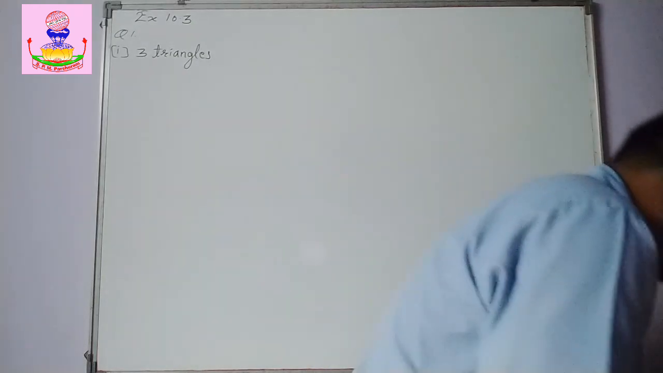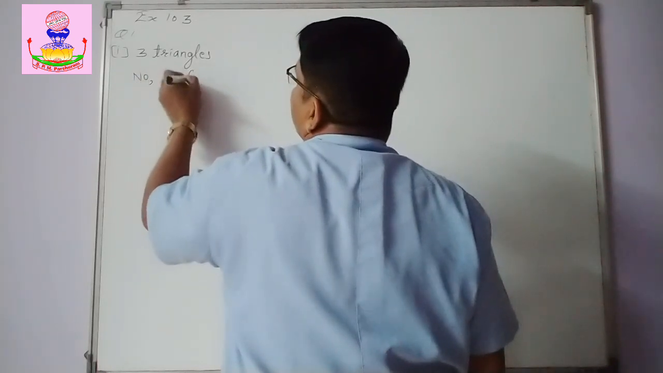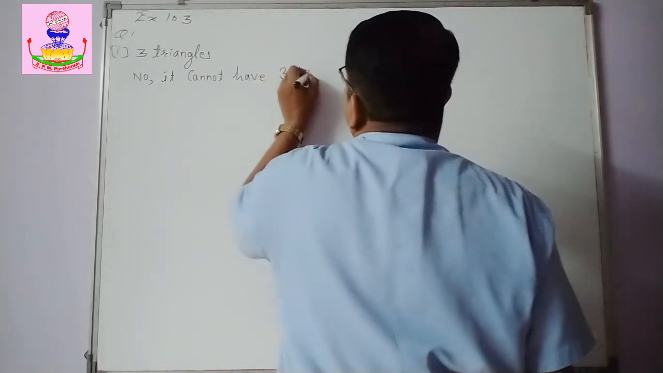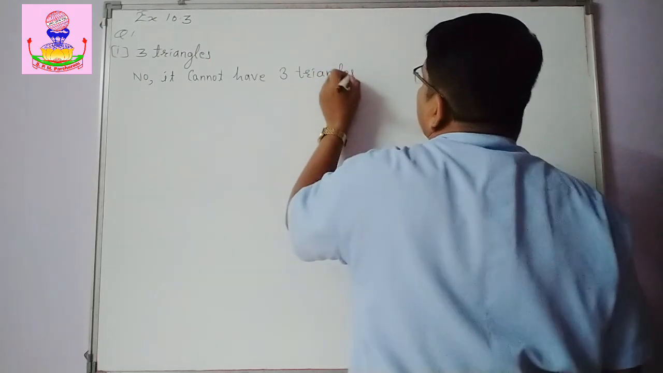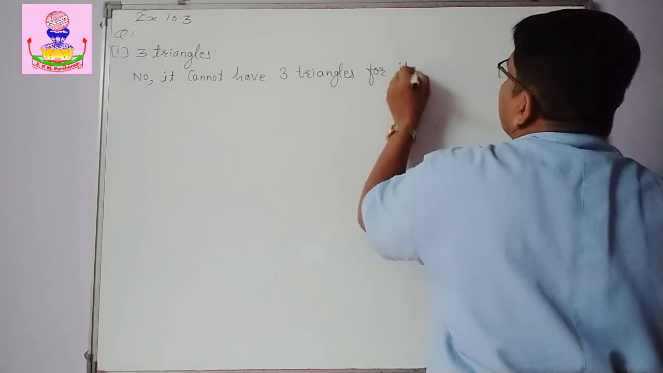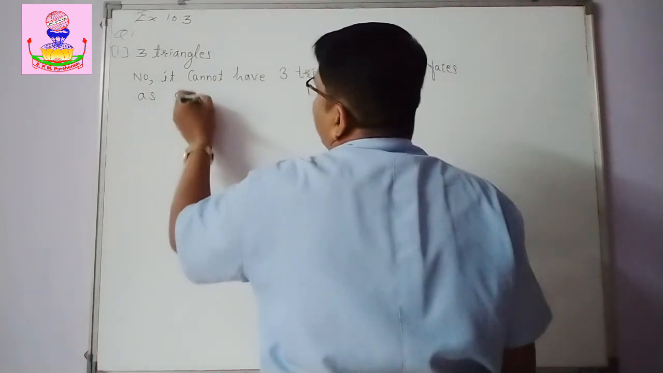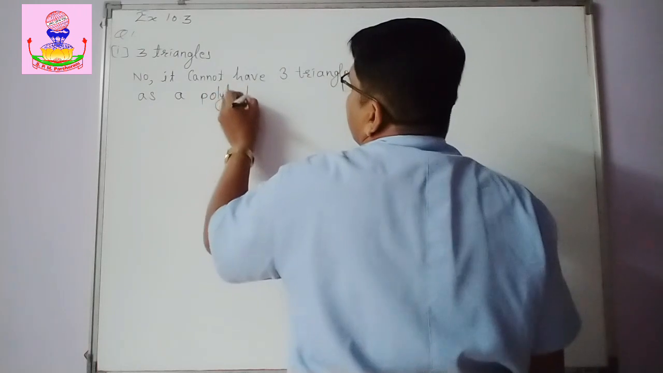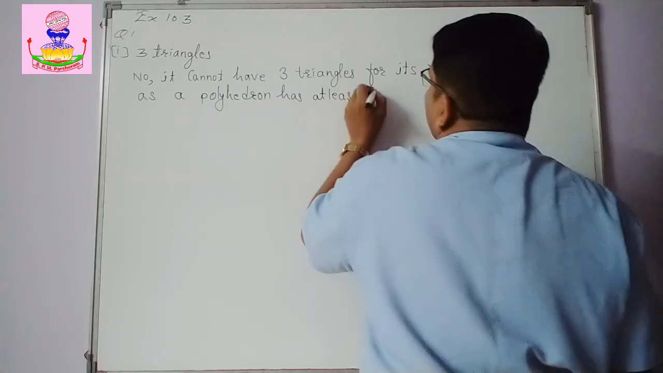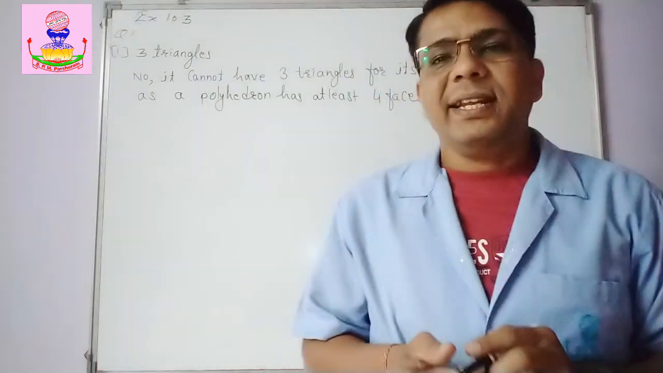Okay, so our answer: no, it cannot have 3 triangles for its faces, as a polyhedron has at least 4 faces.